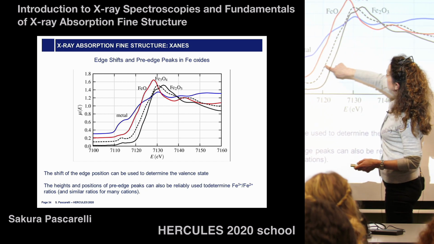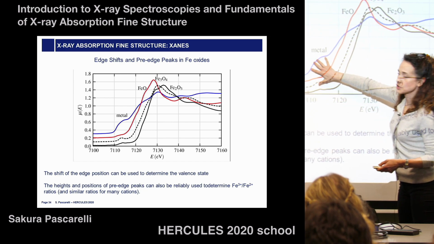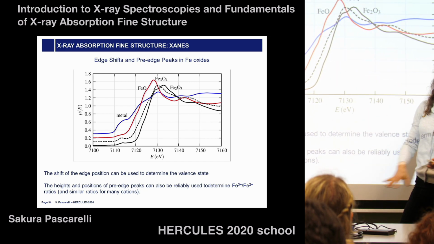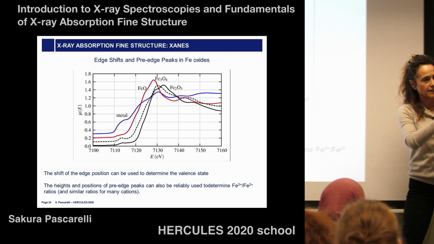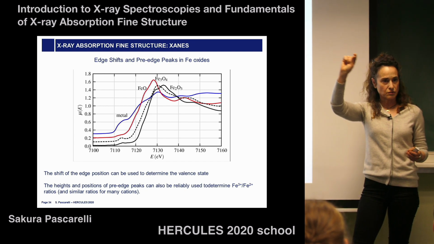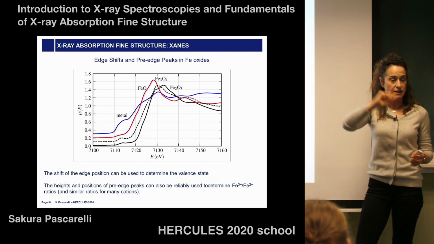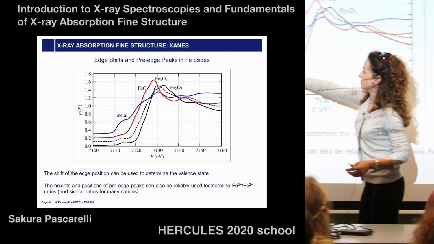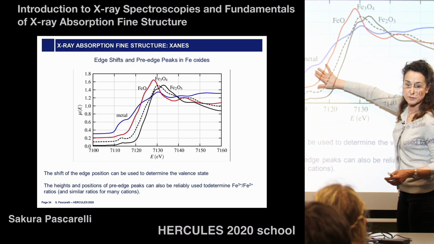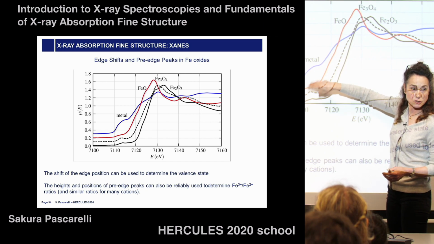And this is an intermediate one. And so you see the edge shifts with valence. Now for the iron oxides, it's very nice. It's almost a linear equation between the valence and the edge position. So let's say the maximum of the derivative of this jump.